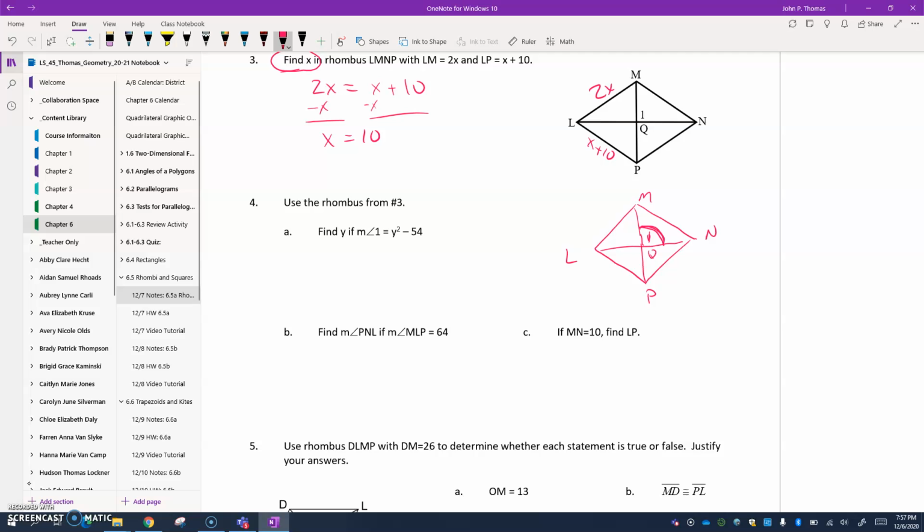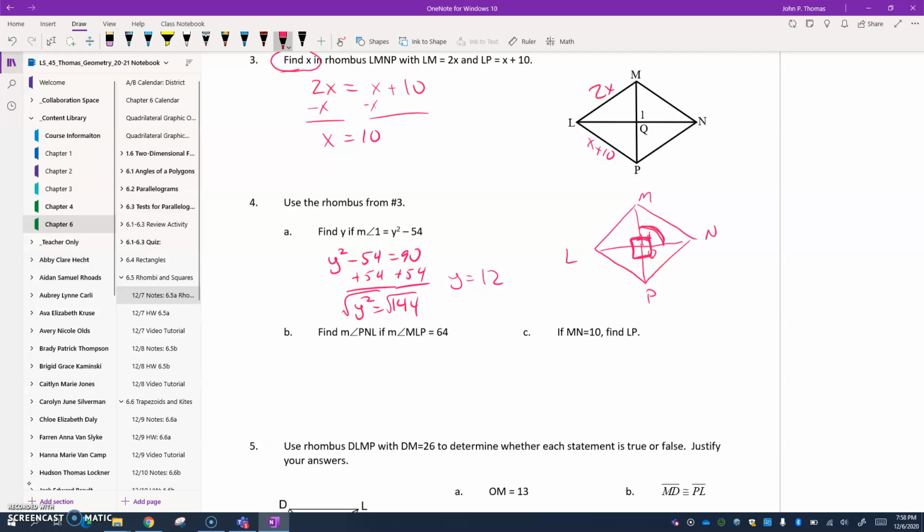The first thing that we know is in a rhombus, diagonals are perpendicular to each other, which means that they intersect and form a 90-degree angle. So all of these angles in here are 90 degrees, which means angle 1 is 90. So we're going to say y squared minus 54 equals 90. We'll add the 54 over, and then we're going to get y squared equals 144. Then from our Algebra 1 days, we know that we can take the square root of both sides, and we get y equals plus or minus 12.